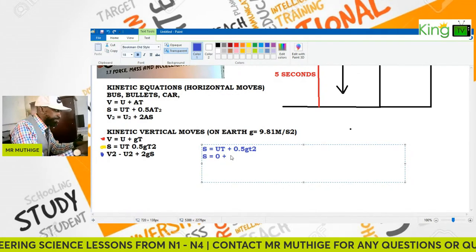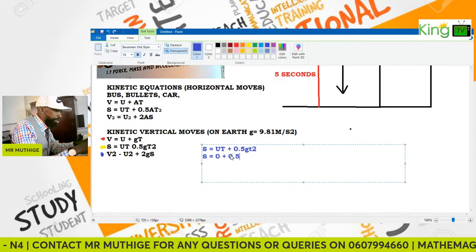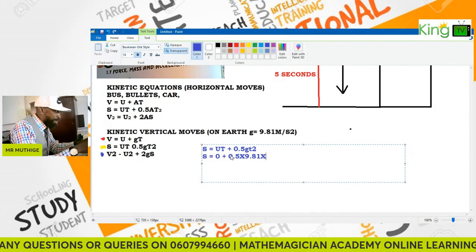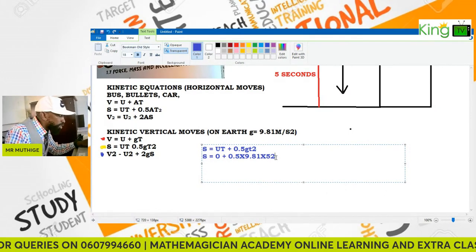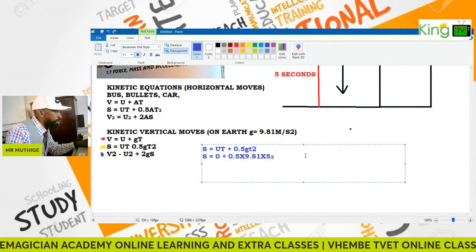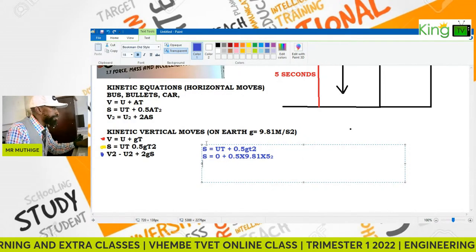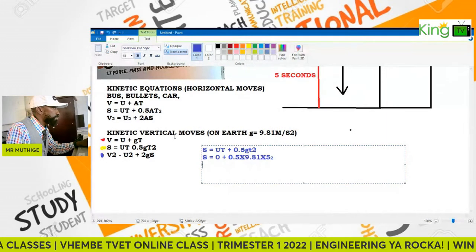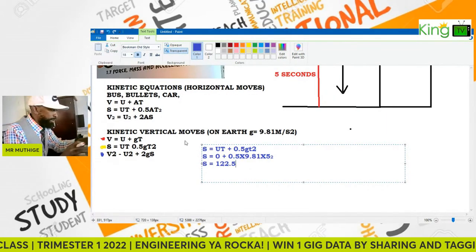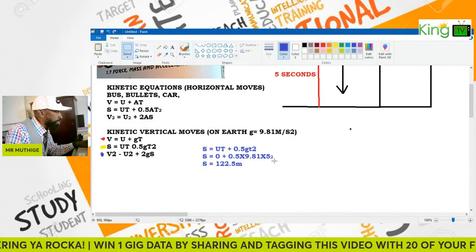What's the answer? 0.5 multiplied by 9.81, multiplied by 5 seconds squared. Not so? So I'll take these two and make it smaller. What's the answer? S is 122.5 meters. Meters in small letters. There we go. Bob's your uncle.